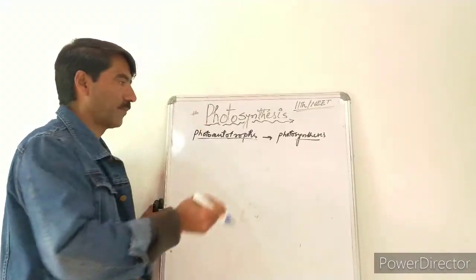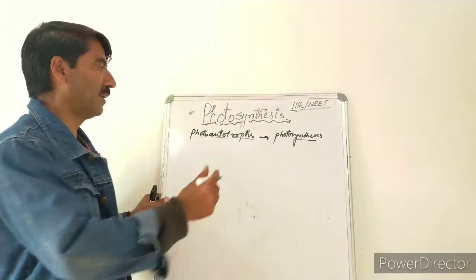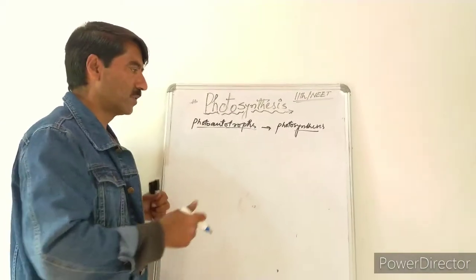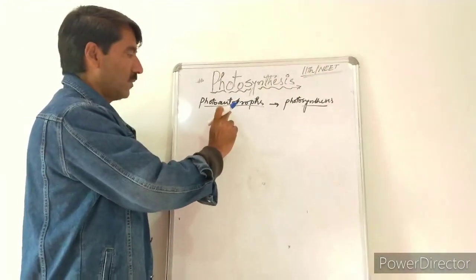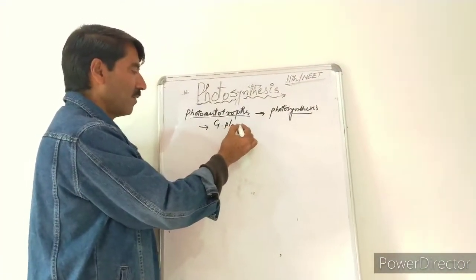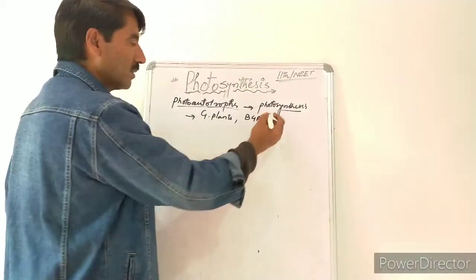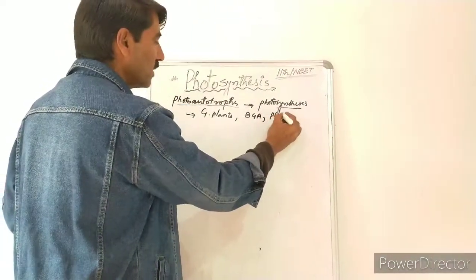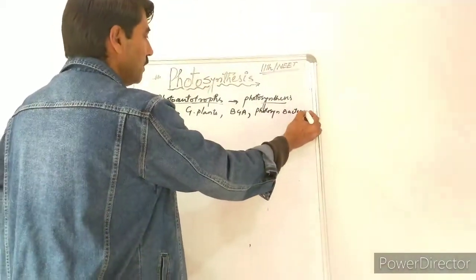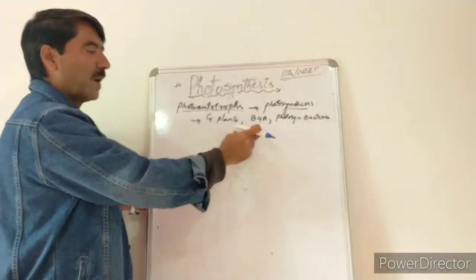Now photoautotrophs perform photosynthesis. With the help of sunlight, they can convert inorganic substances or inorganic raw material into organic food substances. Now these photoautotrophs include green plants, they include blue-green algae, that is cyanobacteria, these are prokaryotes, and also some photosynthetic bacteria. The photosynthesis performed by these living organisms differs from each other.